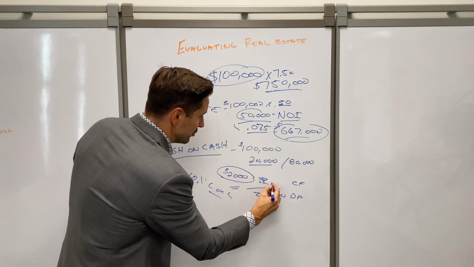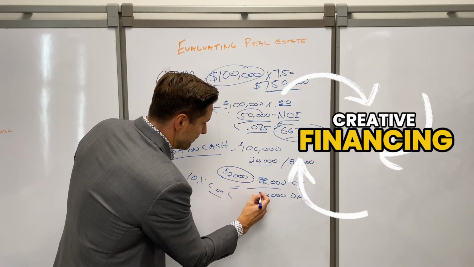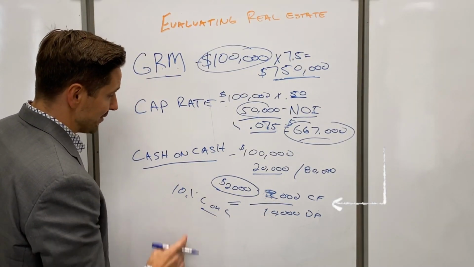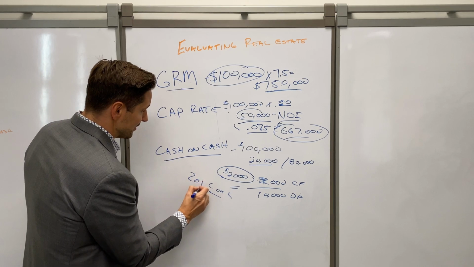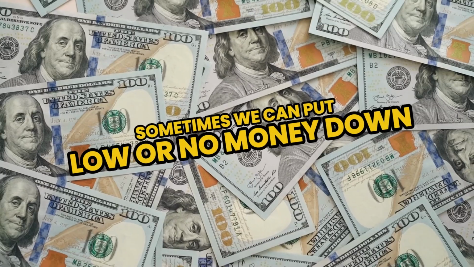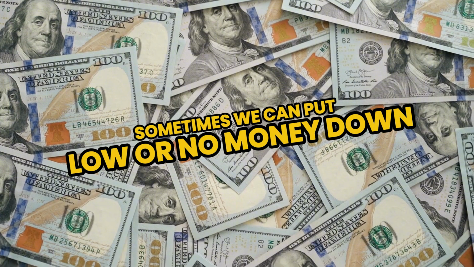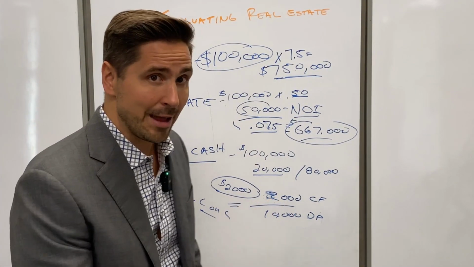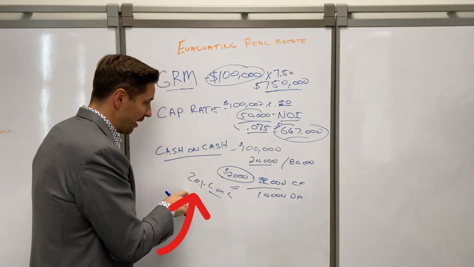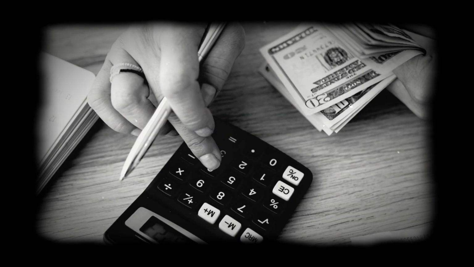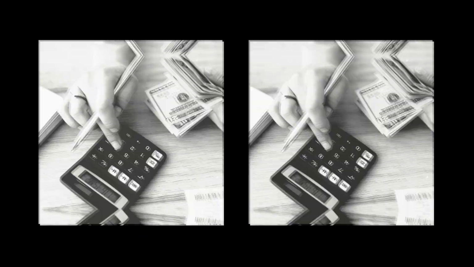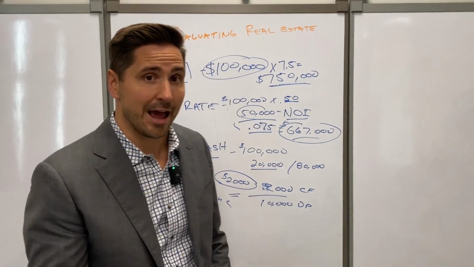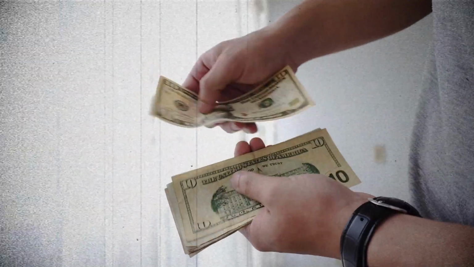Now, if I lower my down payment to maybe only put 10% down through creative financing, right? So I make $2,000 and I put 10% down through creative financing, then I'm going to do 2,000 divided by 10,000, and that's going to be a 20% cash on cash return. Sometimes we can put low or no money down and then we have an infinite cash on cash return. But you can get a cash on cash return, meaning the money I put down made this amount of money, by calculating the cash flow that you had, which is 2,000, divided by the money you put down. It gives you a snapshot of the cash flow that you create.